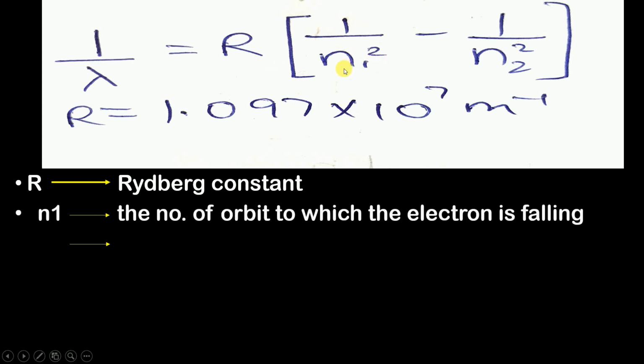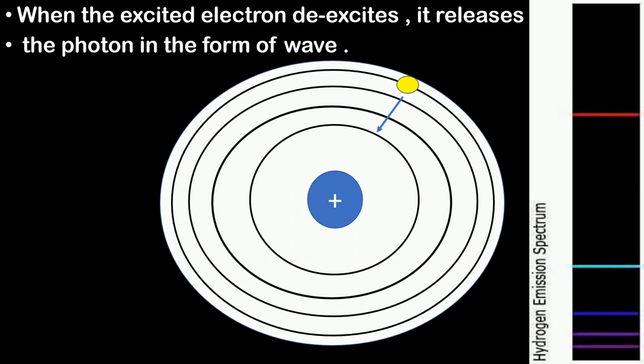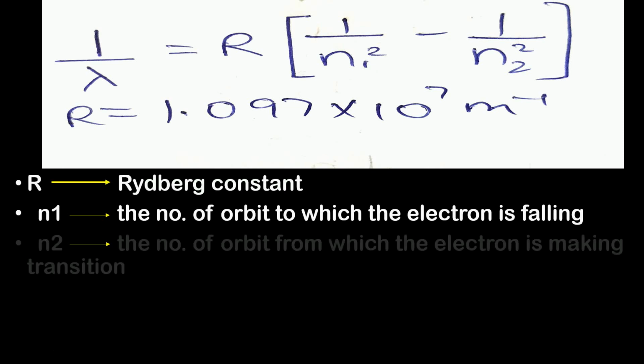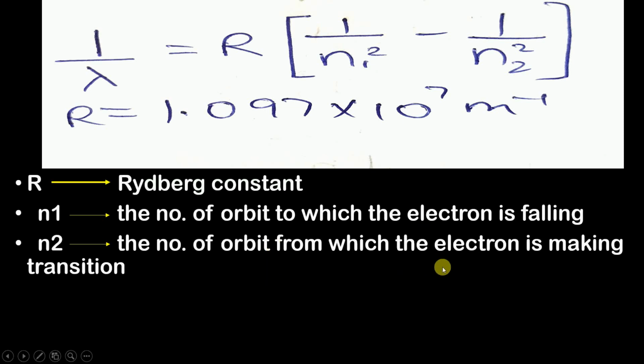And what is this n1? This n1 is the number of that particular orbit to which the electron is falling. Suppose the electron is making a transition from the fourth orbit to the first orbit. Therefore 1 will be our n1. Now moving ahead, this n2 is the number of the orbit from which the electron is making the transition. Suppose the electron is falling from the fourth orbit to the first orbit, so n2 will become 4 and n1 will be 1. I hope this particular part is clear for you all.